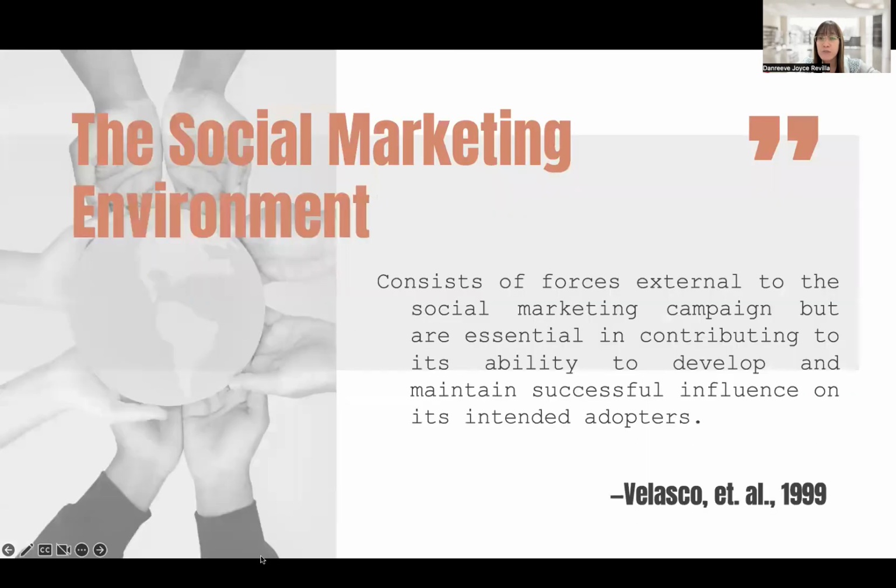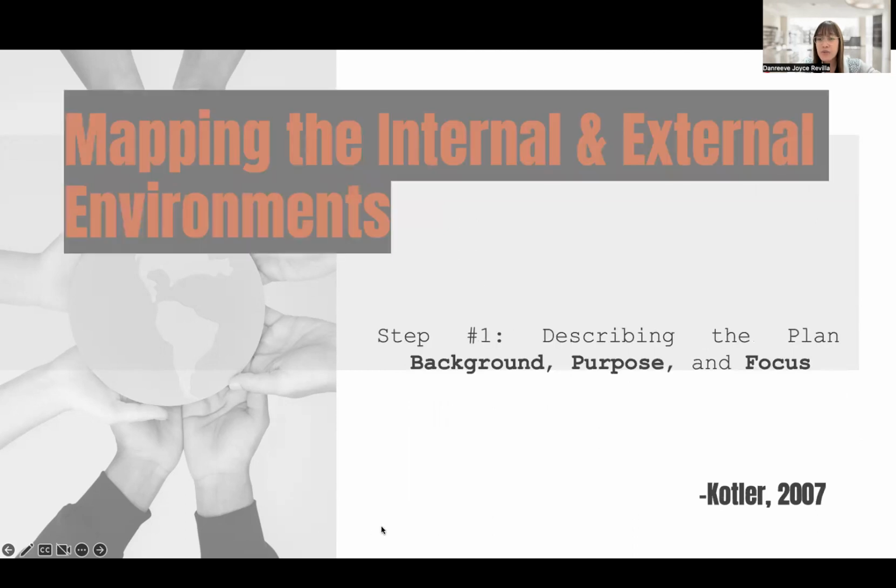So what is social marketing environment? According to Velasco et al., it consists of forces external to the social marketing campaign, but are essential in contributing to its ability to develop and maintain successful influence on its intended adopters or intended audience. So in order to create a successful and well-thought social marketing campaign, Kotler suggests that we do the mapping of the internal and external environments.